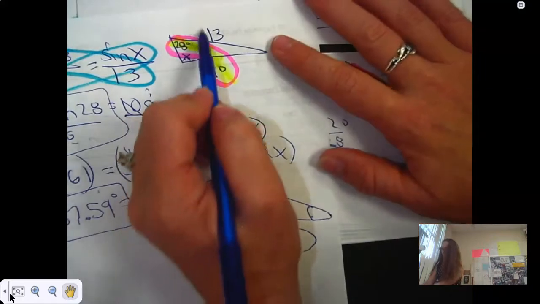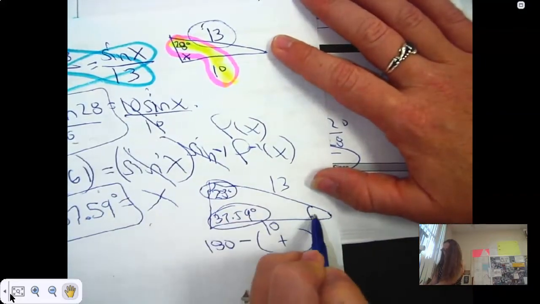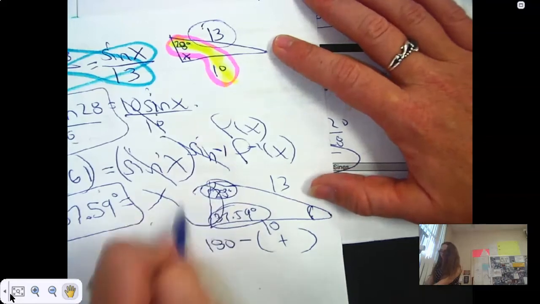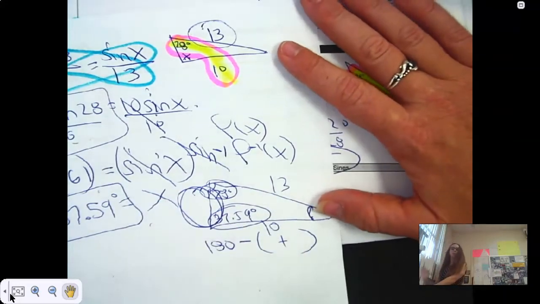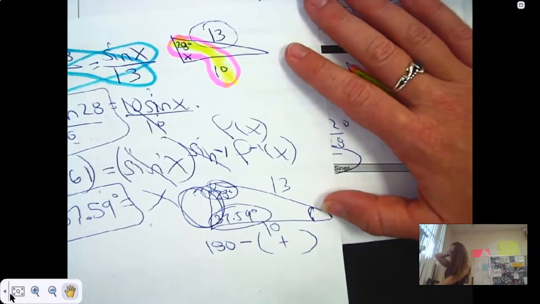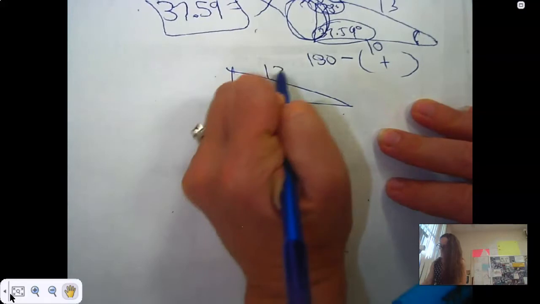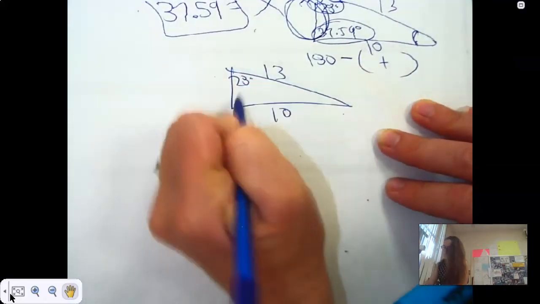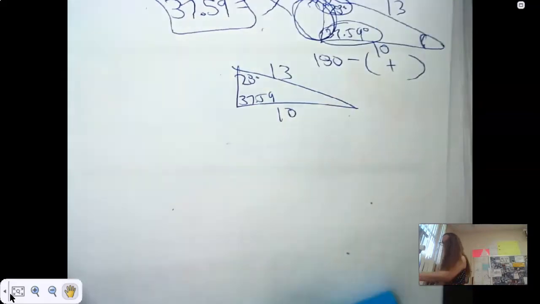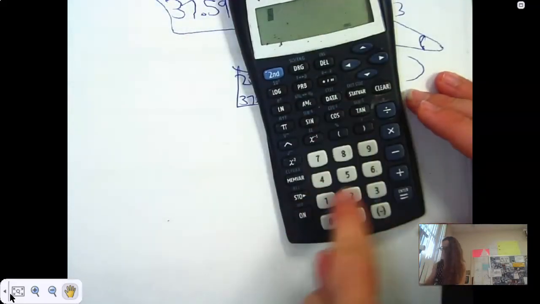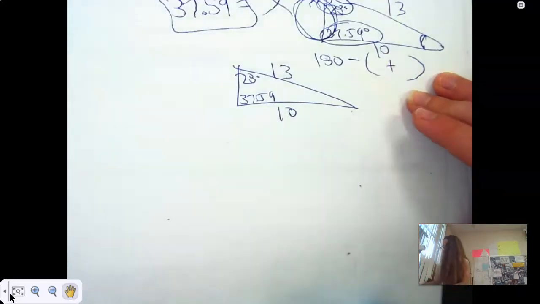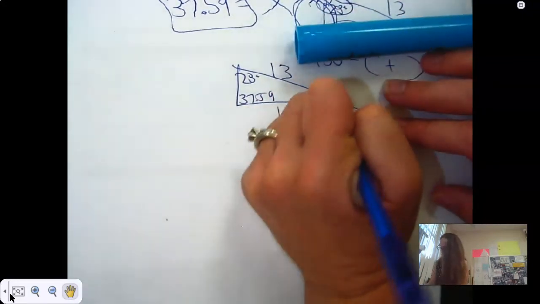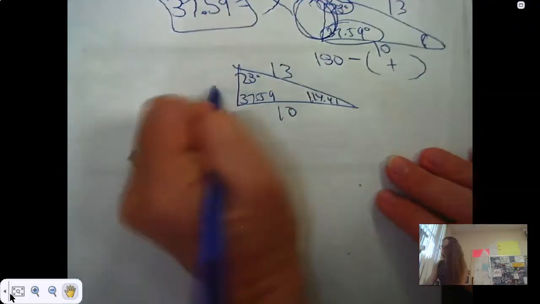And then that means I would have this side, and I would have this angle, and the only thing left would be this side. Can I do the Pythagorean theorem? No, you cannot do the Pythagorean theorem. It is not a right triangle. So what you would do this time, and let me show you. Okay, so that's 28 degrees, 37.59, 28 plus 37.59 minus 180, and I get 114.41. 114.41. Okay. Now I want this side.